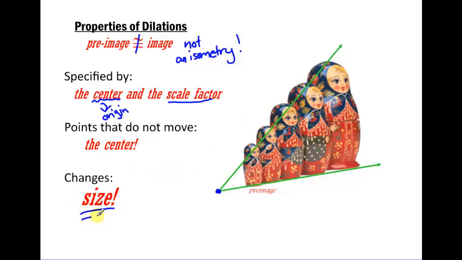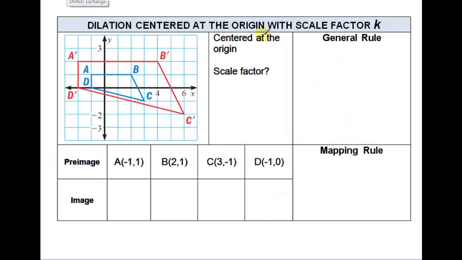But definite changes happen to size. Now, like we've seen before, there are some rules that can help us with dilations to keep some things straight. And in this case, we're going to take a look at what happens when we're centered at the origin, and we need to know a scale factor.